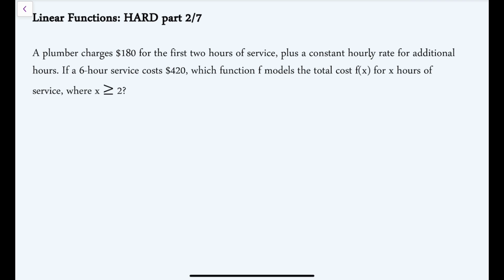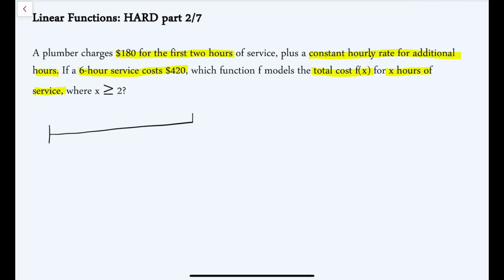Okay, let's first highlight all the key information that we have here. So we know a plumber charges $180 for the first 2 hours, and then a constant hourly rate for additional hours. A 6-hour service costs $420, which function represents f of x total cost for x hours of service. Now, x is greater than or equal to 2 makes sense because we're talking about hours on top of the first 2 hours. So let's break this down even more.